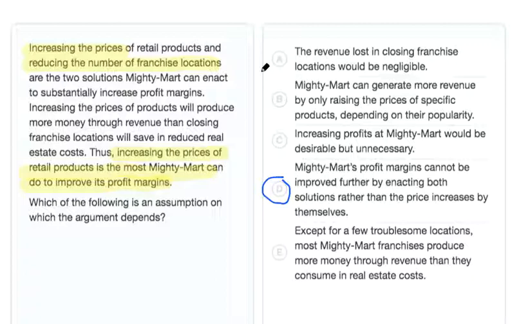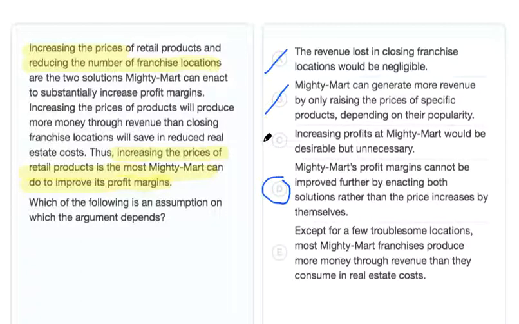Choice A is incorrect because it isn't an assumption of the argument. It's another reason why closing a location would not be a good decision, which isn't what we want. So we can mark off choice A. Similarly, choice B is incorrect because it is an extra detail that would support why increasing prices is the best option. Remember, we are looking for a detail that is essential to the argument, not a supporting or extra one. So choice B is also out.